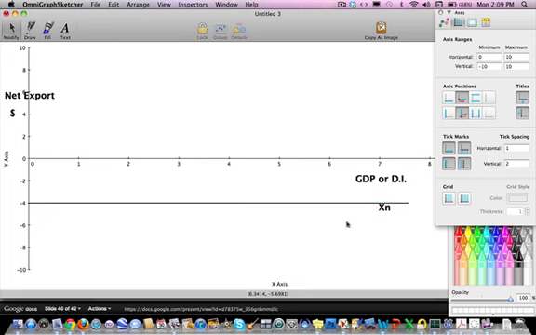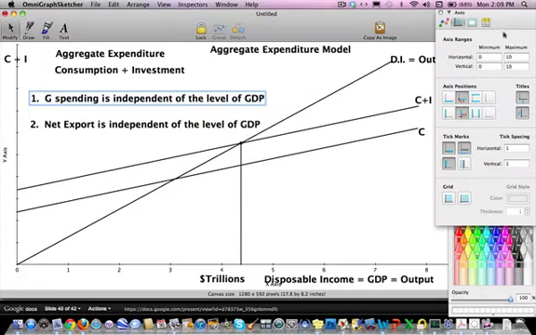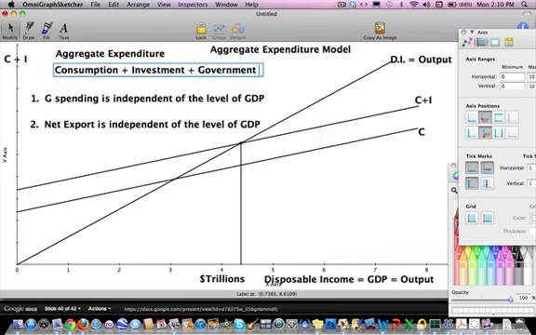So now what we're going to do is put those two inside of our model. It's very simple because really all we're adding is just a constant to C plus I. So what we're going to look at is C plus I plus G plus Xn, that is, plus government plus net export.